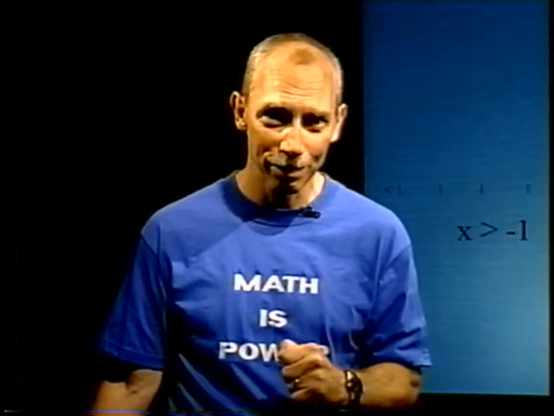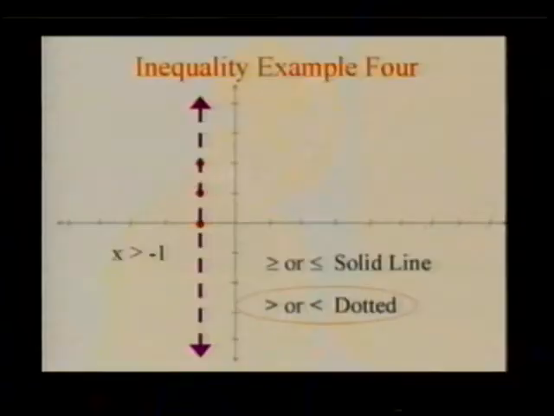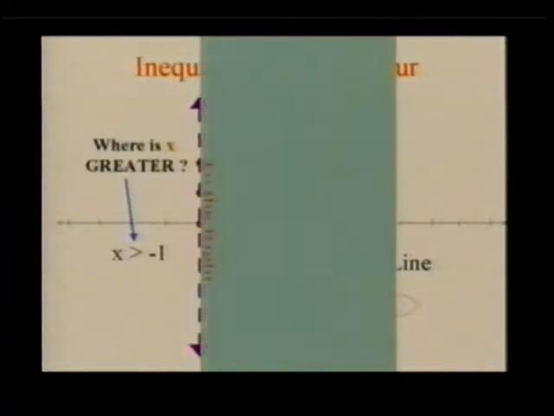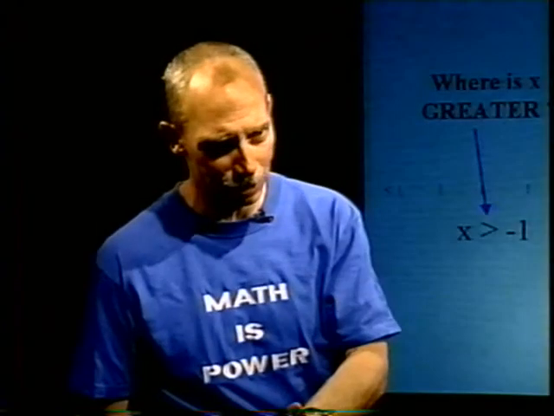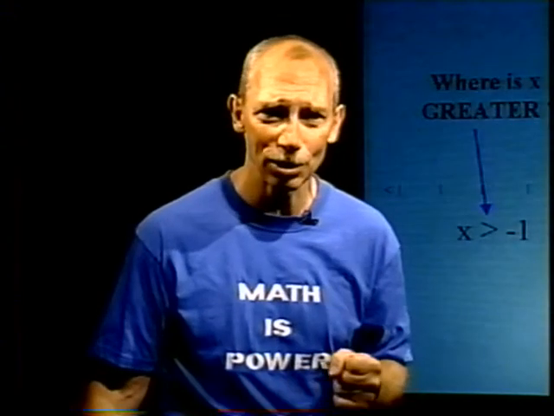because think about it. X is greater. Where does x get greater? You only have one choice, left or right. Well, x gets greater to the right. So we're going to shade to the right. So ask yourself, where does x get greater? Where does y get smaller? Or whatever it is, and that'll help you solve that.